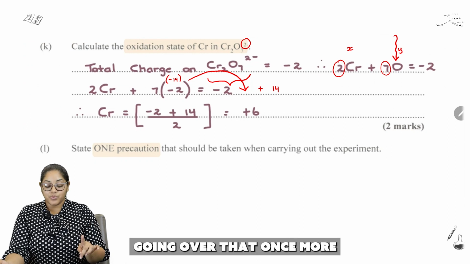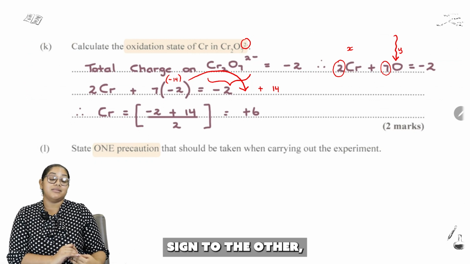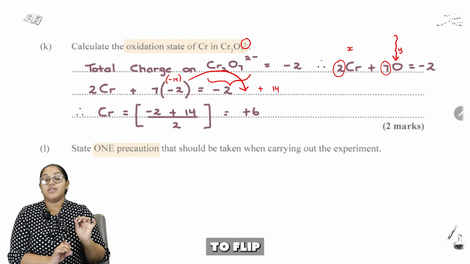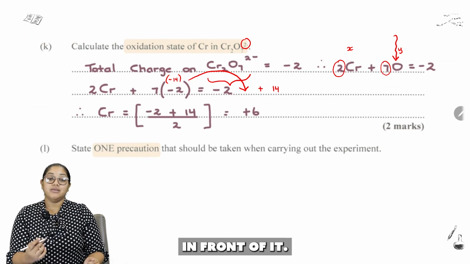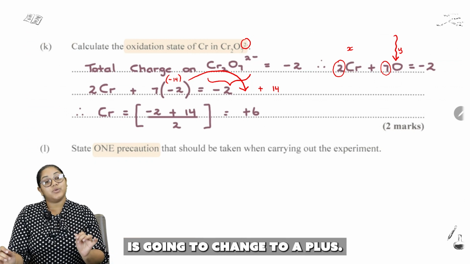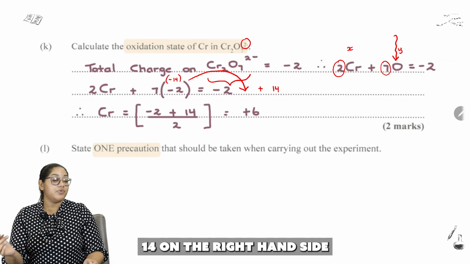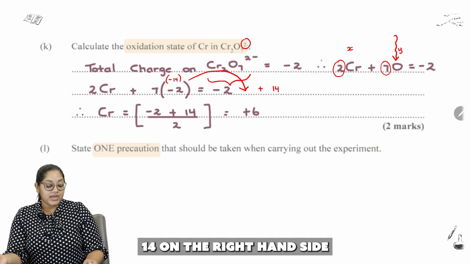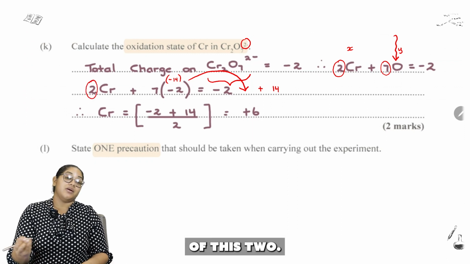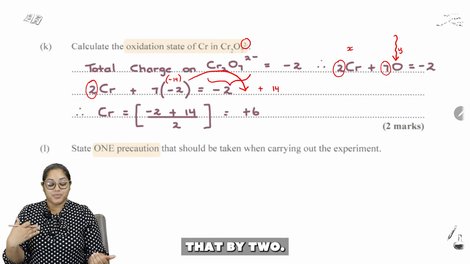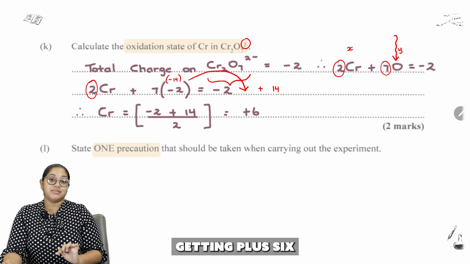Going over that once more, whenever we are carrying something from one side of your equal sign to the other, we have to make sure to flip the mathematical function. So it has a negative sign in front of it. So when we carry it across, that sign is going to change to a plus. So we have minus 2 plus 14 on the right-hand side. And to make chromium the subject of the formula, we just need to get rid of this 2. So we'll divide that by 2. So when we work it out, you will end up getting plus 6.